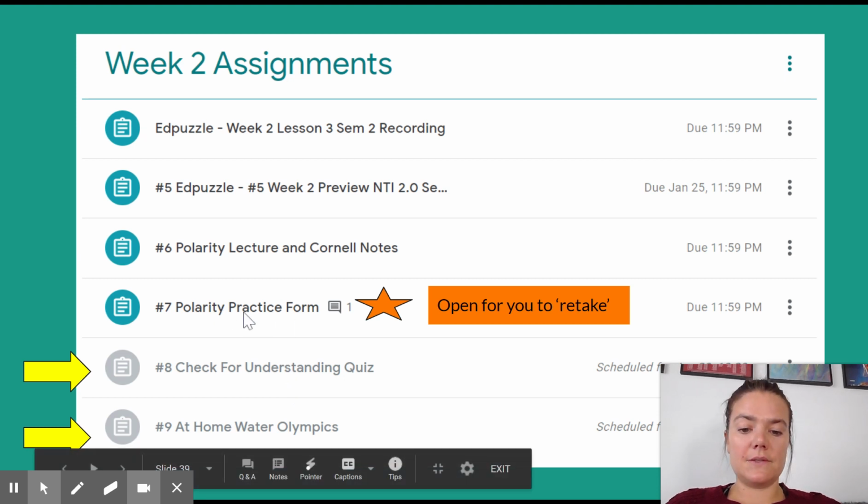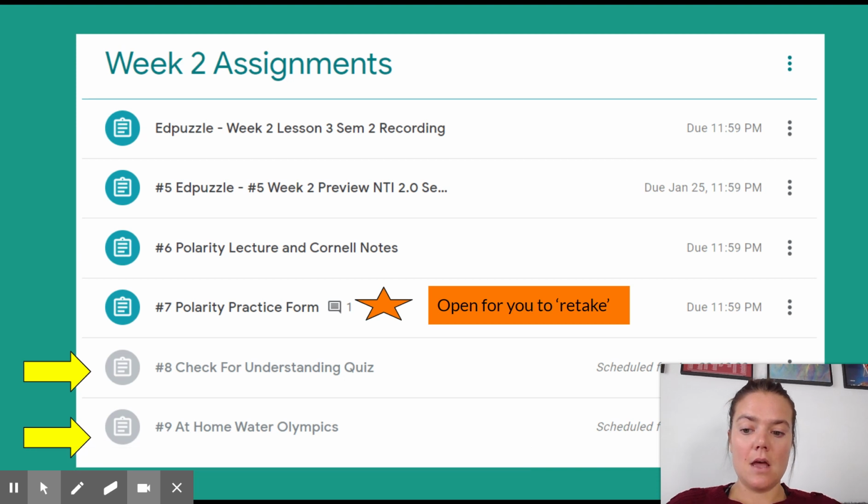Also, the polarity practice form, a couple of y'all asked if I could reopen that to retake it. And I thought that was a pretty fair ask. So considering after this lesson, we kind of went through and hopefully cleared some things up and you maybe feel better about how to do that assignment, I have reopened it up. So you should be able to go back and resubmit it or change answers and resubmit it when you're done.